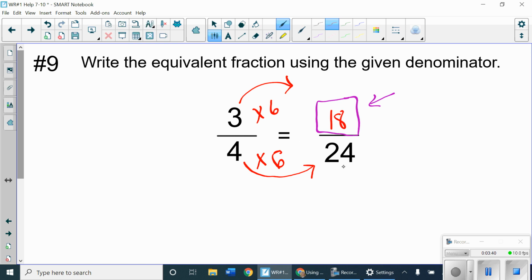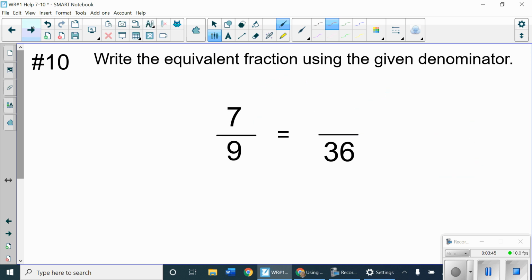So in Canvas, all at once is the 18. Question 9 is just like the last one we did. What is happening to the 9 to turn it into a 36? They are multiplying by 4. So whatever you do to the denominator, you do to the numerator. So your new numerator will be 7 times 4, which is 28.